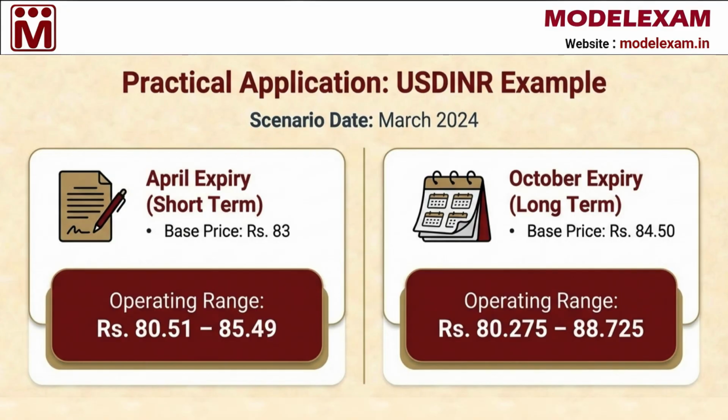On the other hand, a longer term contract expiring in October with a base price of 84.50 rupees would have a wider range from 80.275 rupees up to 88.725 rupees.